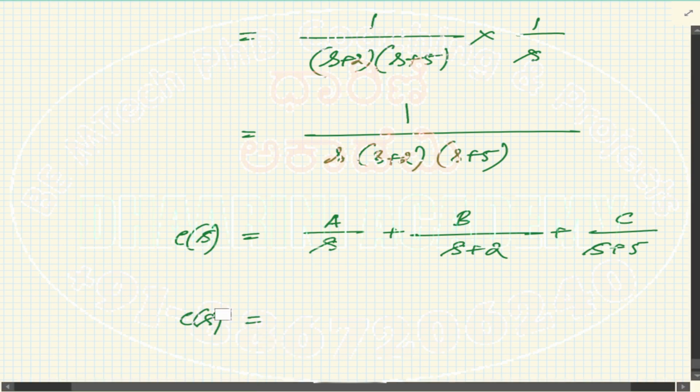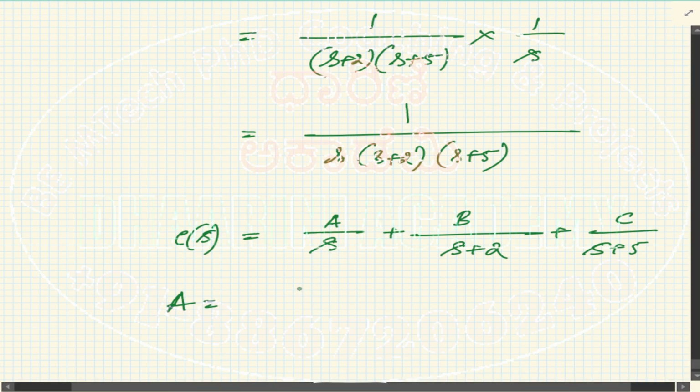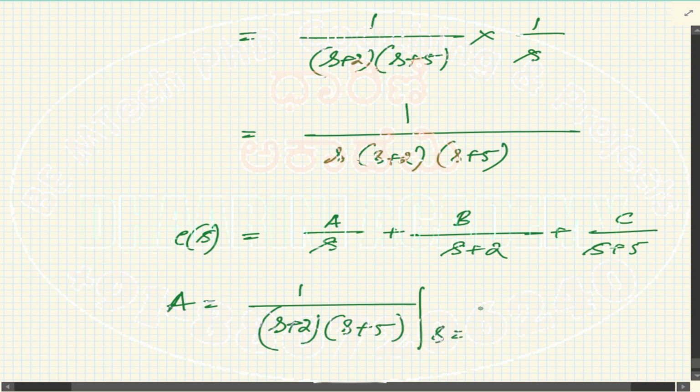You have to eliminate the denominator of A from the main equation, so this is the equation to calculate A. A is equal to the same thing without this s, that means 1 divided by (s plus 2) into (s plus 5), because when you take out the s, you put s equal to 0.